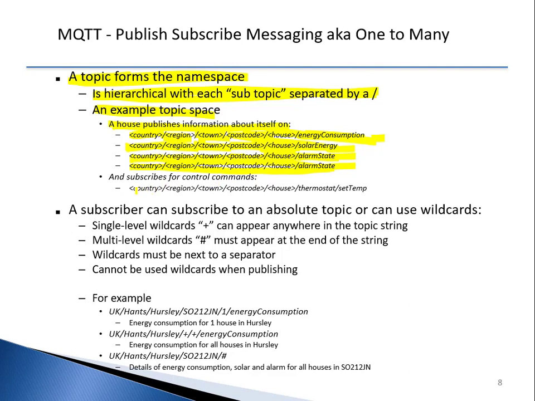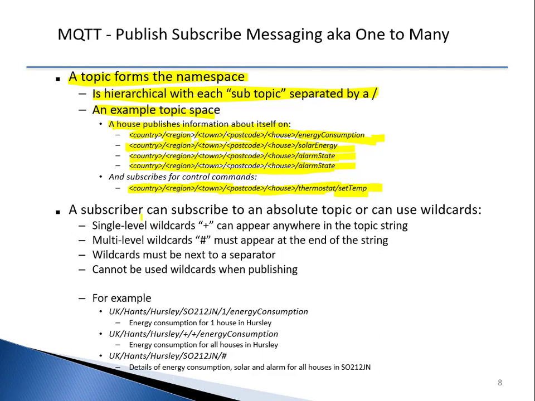So we can have the country, again region, town, postcode, house, then thermostat. So it's again one of the categories known as thermostat, and then set temperature. Like this there are subtopics available under MQTT. So we can have the same root, and that root is differentiated with subtopics, and we can put data over different subtopics as well. That is possible under MQTT.